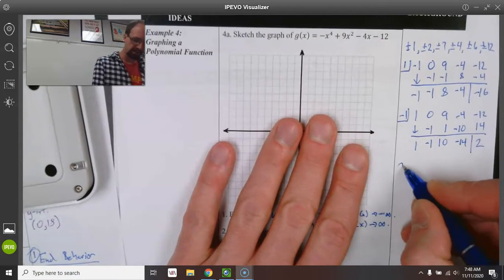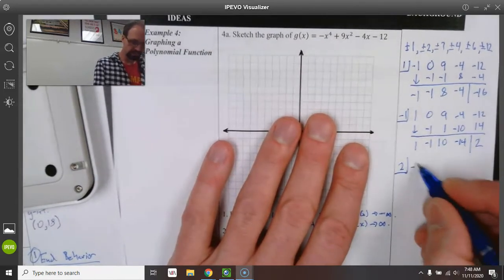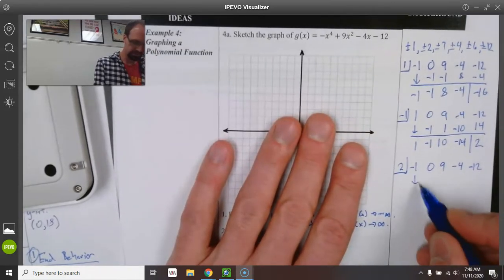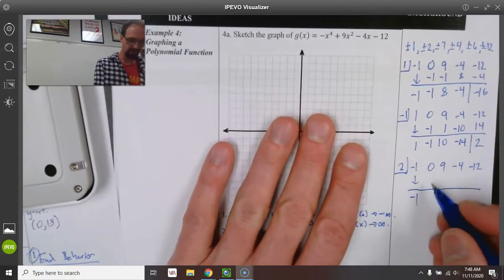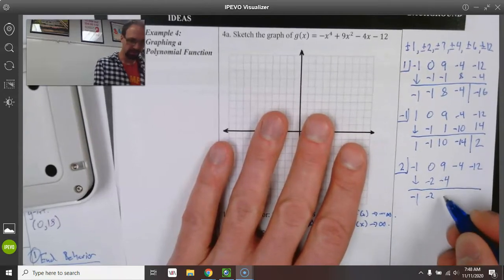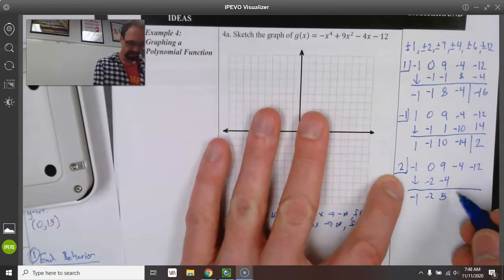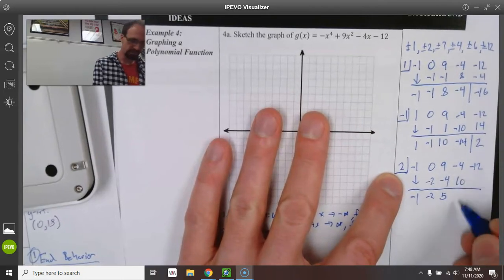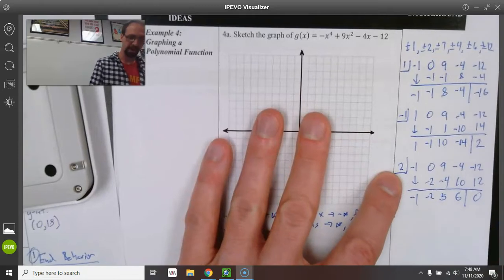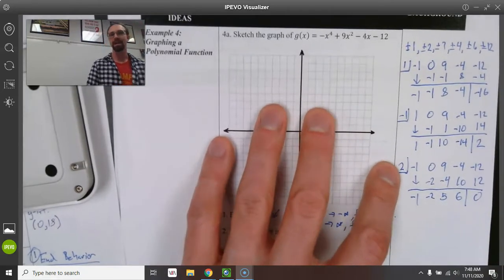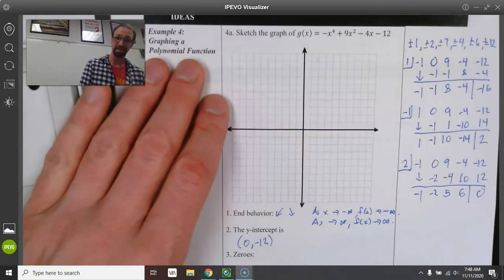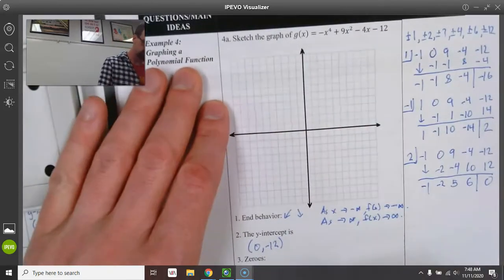Next thing I would check is 2. Negative 1, 0, 9, negative 4, negative 12. Bring down the negative 1. Negative 1 times 2 is negative 2. Negative 2, negative 4, 5, is 10, 6, and 12, and then that gives me 0. Hooray! The fact that I used 2 to find it means that one of the factors here is going to be x minus 2.